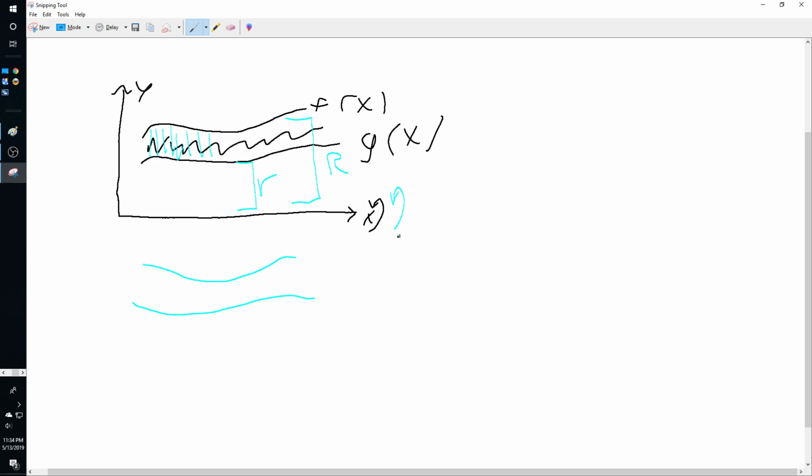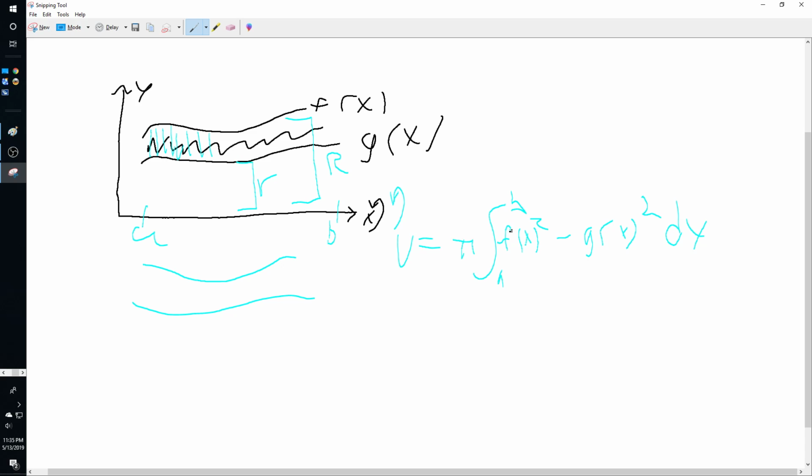So volume is equal to pi times, r squared minus, oh wait, pi times f of x, because f of x is bigger, and g of x squared dx. And this is from A to B. You know how to do bounds.